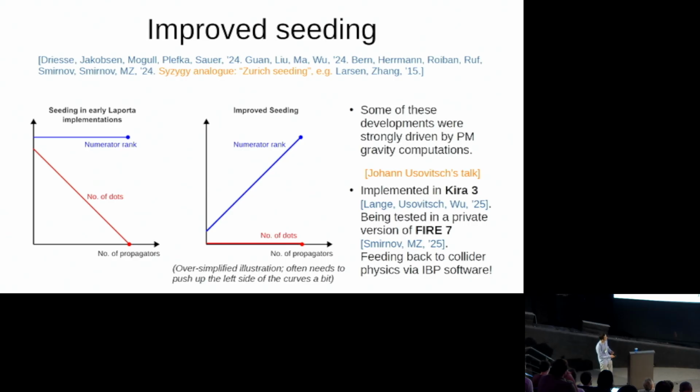I don't want to guess the content of other people's talks, but you may hear about it again in Johan's talk. He implemented it in QR3, and we are also experimenting with it in a private version of Fire 7. And we believe these developments will feed into the needs of collider physics via the IBP software.